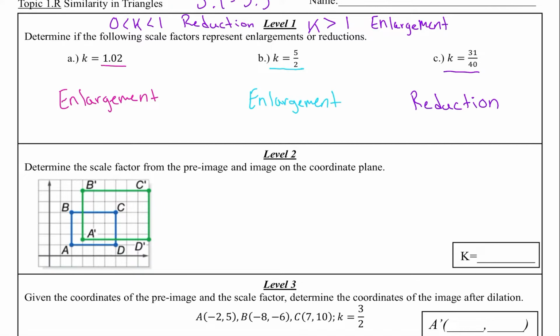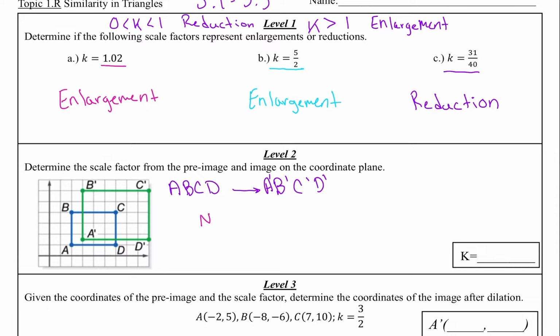All right, for level 2, they're asking us to find the scale factor given the picture. Now, this one's a little bit different than our notes. In our notes, they told us that we had figure A and figure B. In this case, though, there's A, B, C, D, and A prime, B prime, C prime, D prime. Remember that we have to start at quadrilateral A, B, C, D. That's the pre-image, and the image, the after, is A prime, B prime, C prime, D prime. So we know that that's the new shape that we've gotten.